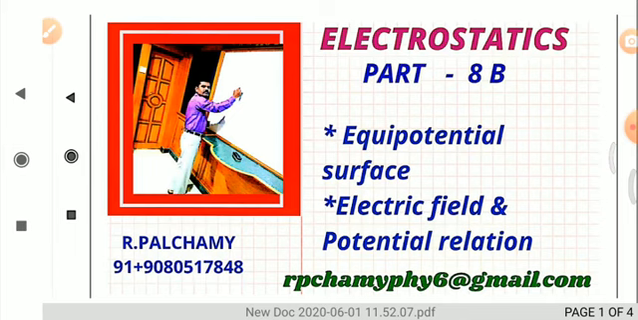Now we are going to discuss the 8th part of electrostatics. In the previous part, 8a, we discussed the electric potential at a point due to an electric dipole. Here we are going to discuss equipotential surface, and the relationship between electric field and electric potential.